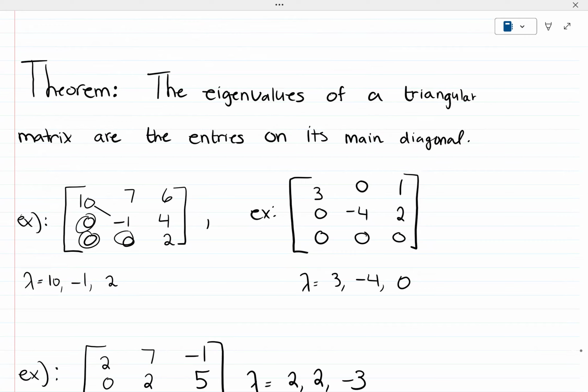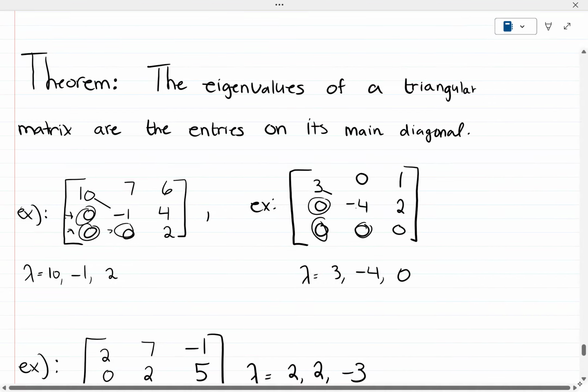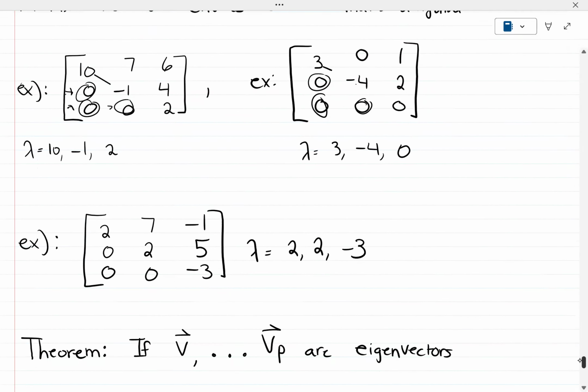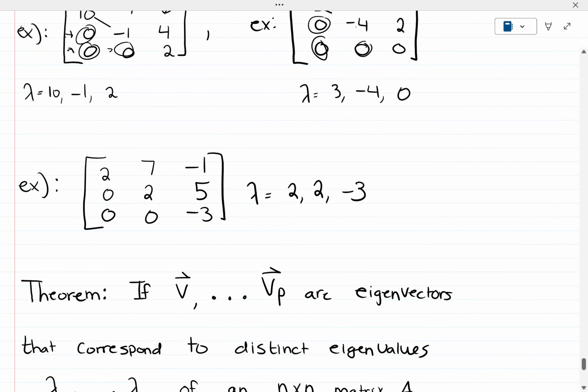So you can make this into a triangular matrix by making this 0, this 0, and this 0. And then over here, this is definitely a triangular matrix because it's 0, 0. So my eigenvalues are the diagonal entries, 3, negative 4, and 0. And over here, this is also a triangular matrix, your lambda is 2, 2, and negative 3.